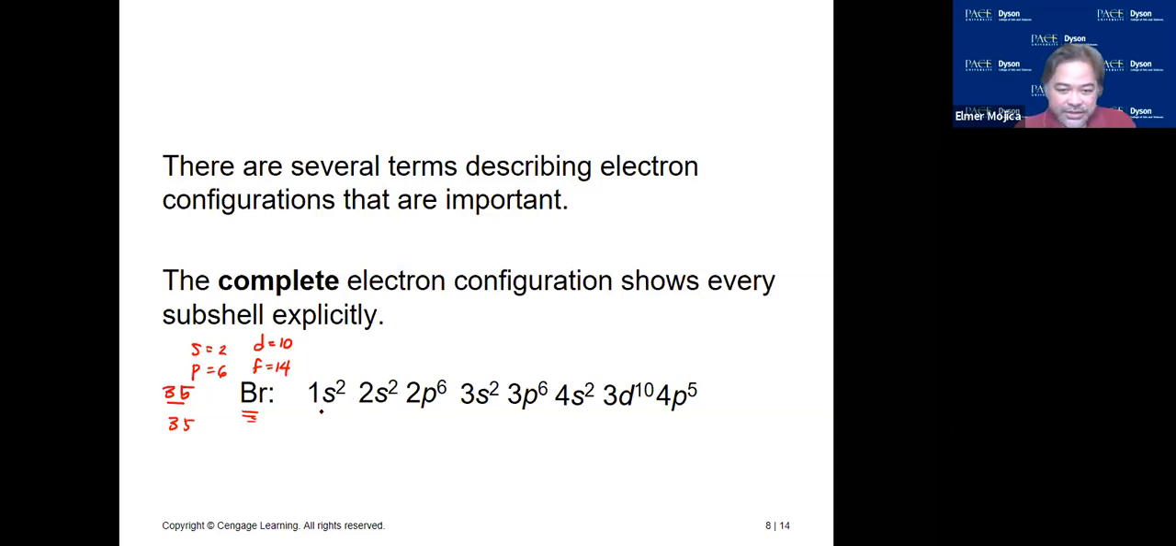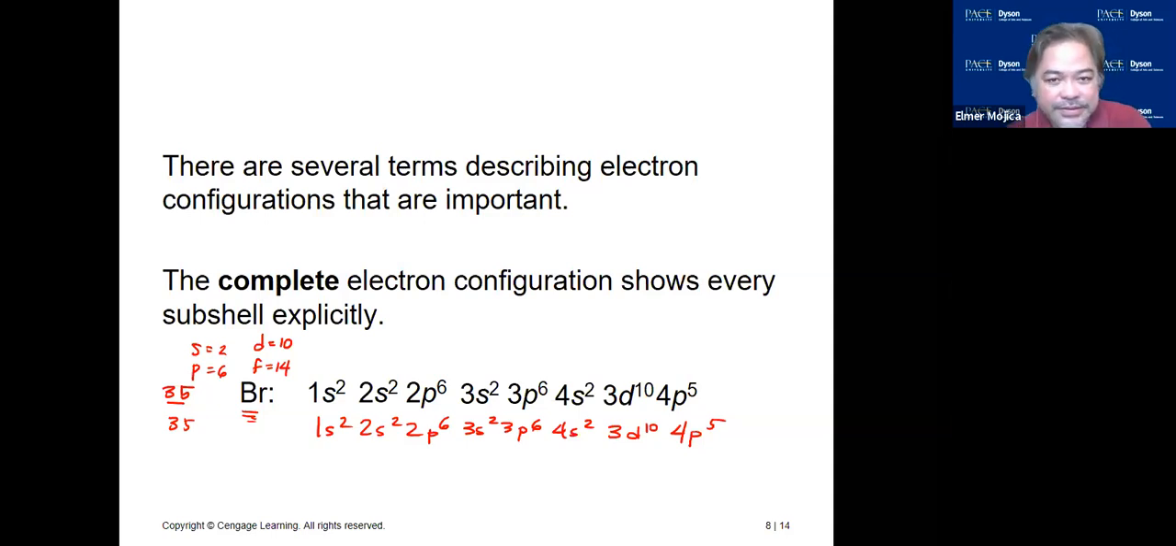So in doing that, you follow the sequence: 1s2, 2s2, 2p6, 3s2, 3p6, 4s2. So how many electrons is that accounted for? 2, 4, 10, 12, 18, 20. Okay, and then 3d10, so that's 30, and then 4p5. Okay, so that's one way. But there could be an easier way. What is the easy way?